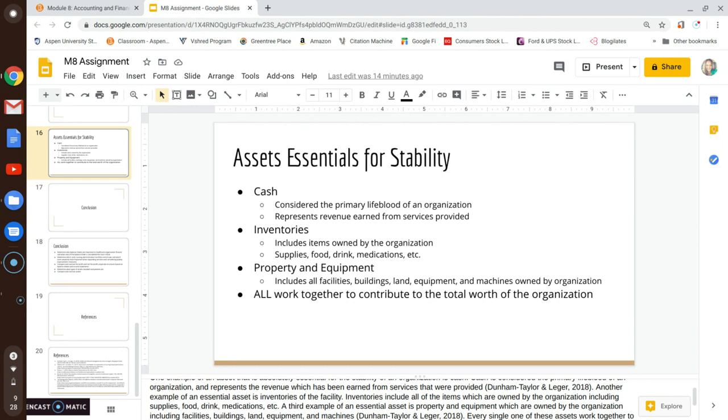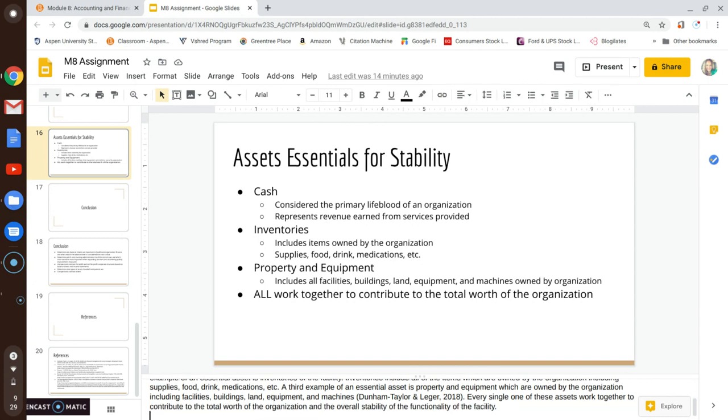Another example of an essential asset is inventories of the facility. Inventories include all of the items which are owned by the organization, including supplies, food, drink, medications, etc. A third example of an essential asset is property and equipment, which are owned by the organization, including facilities, buildings, land, equipment, and machines. Every single one of these assets works together to contribute to the total worth of the organization and the overall stability of the functionality of the facility.